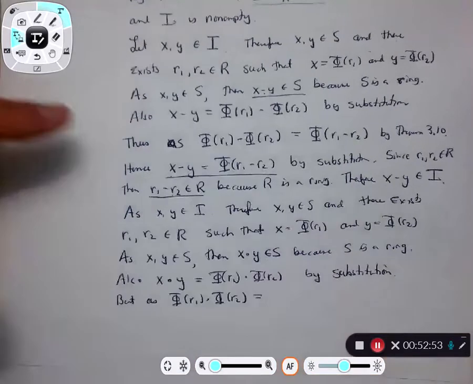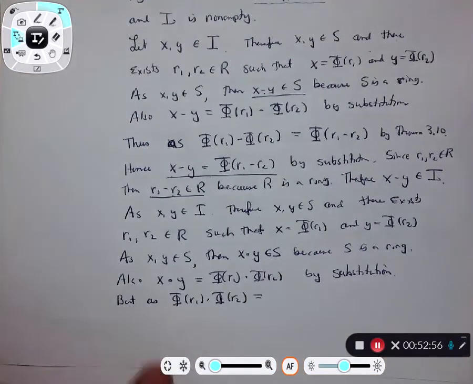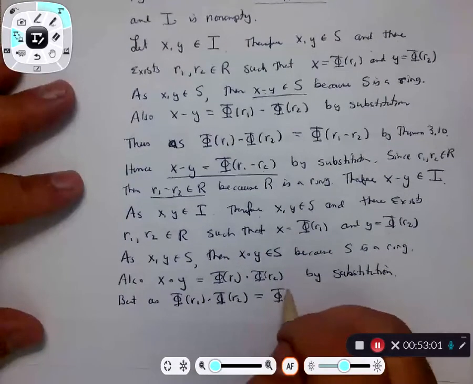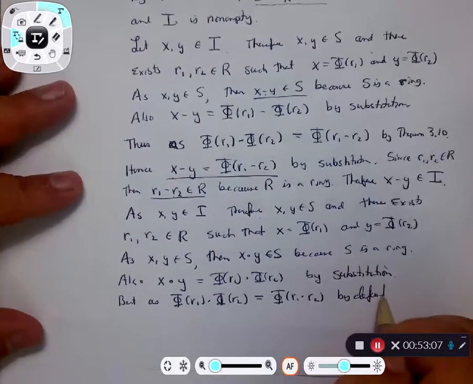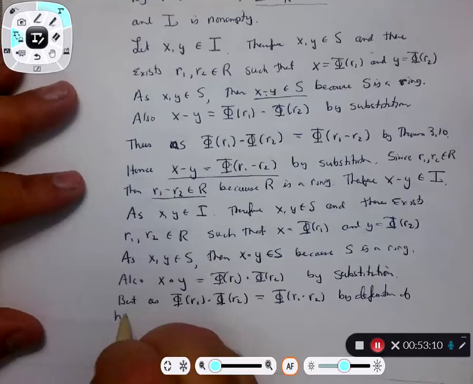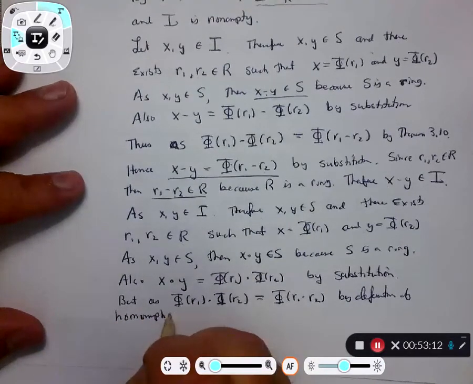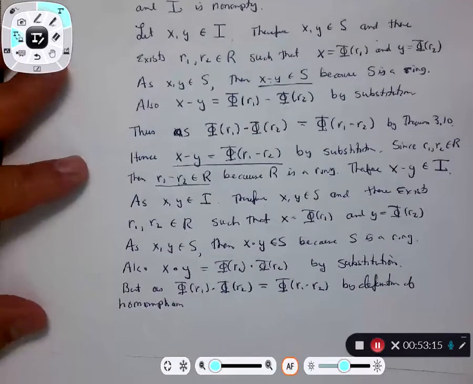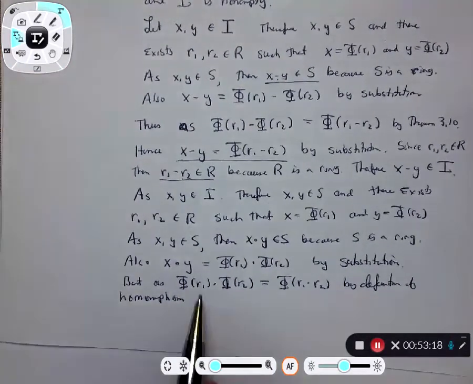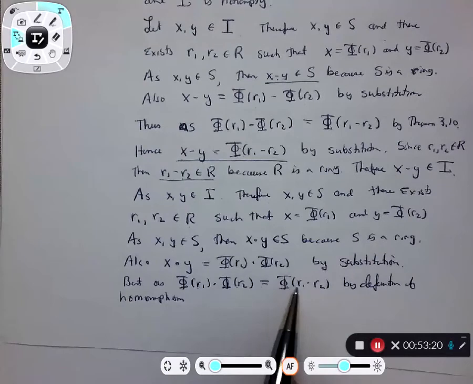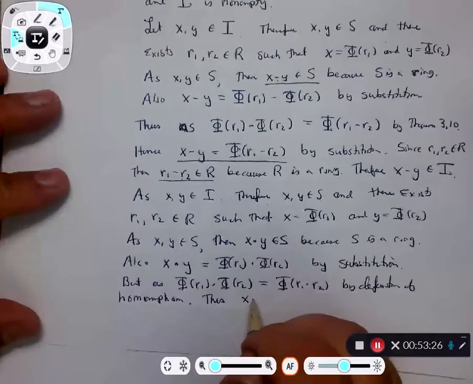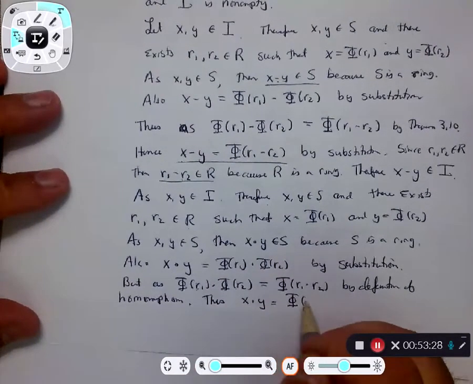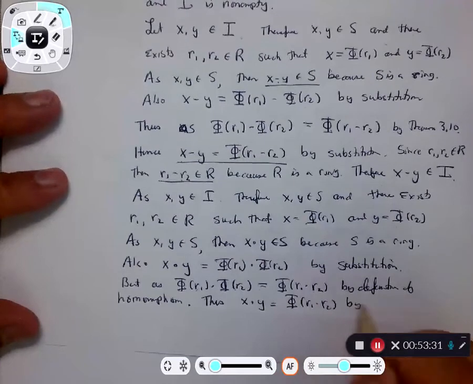Now I have to focus on my multiplication properties. Who is phi of R1 times phi of R2 equal to? Well, that's equal to phi of R1 times R2 by definition of homomorphism. Phi was given to be a homomorphism. So by definition of homomorphism, phi of R1 times phi of R2 equals phi of R1 times R2. Thus, x times y is equal to phi of R1 times R2, again by substitution.